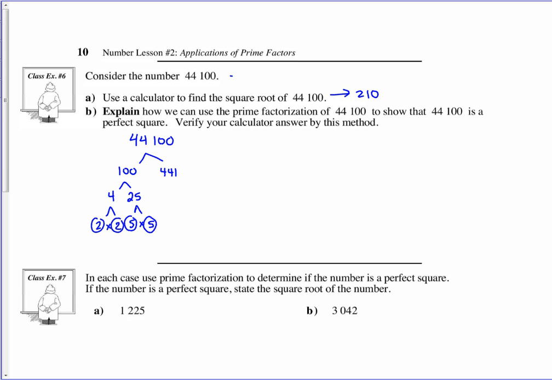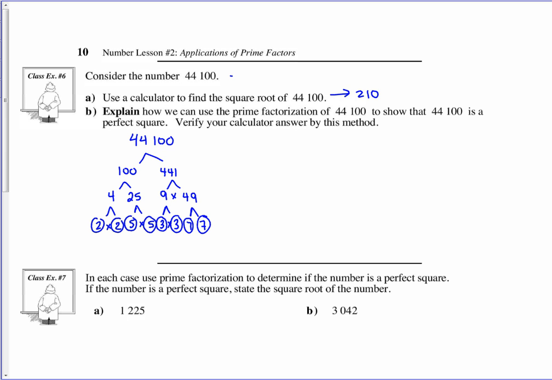Okay, 441. Well, the digits add to 9, so we know 3 goes in it. I don't know if you have a larger number that will go in. 9 times 49. And then 9 can be broken into 3 times 3. And then 7 times 7.